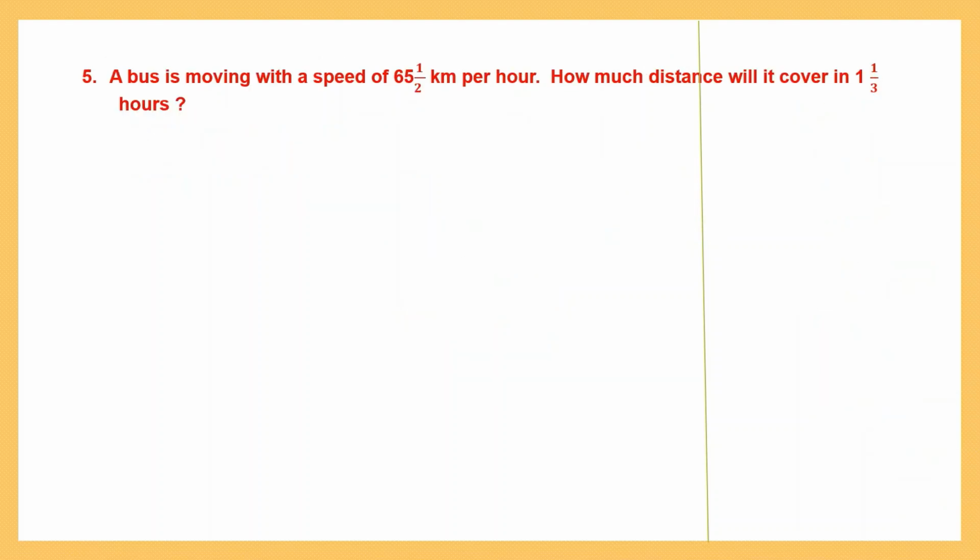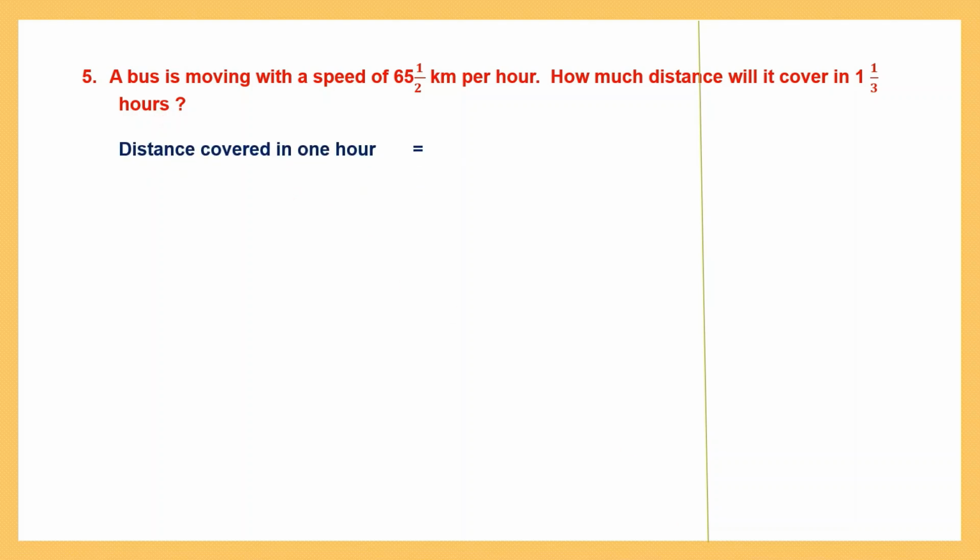Next question. A bus is moving with a speed of 65 1 by 2 kilometers per hour. How much distance will it cover in 1 by 3 hours? So we have been given the speed per hour. That means in 1 hour, it's covering 65.5 kilometers. Now we need to see how far it will go in 1 by 3 hours. So let's start with our statements.